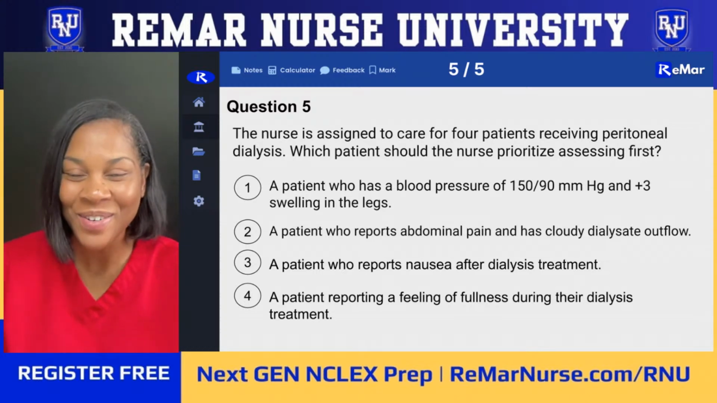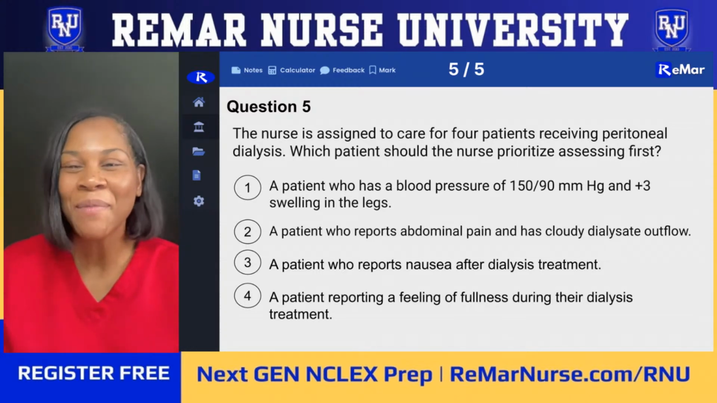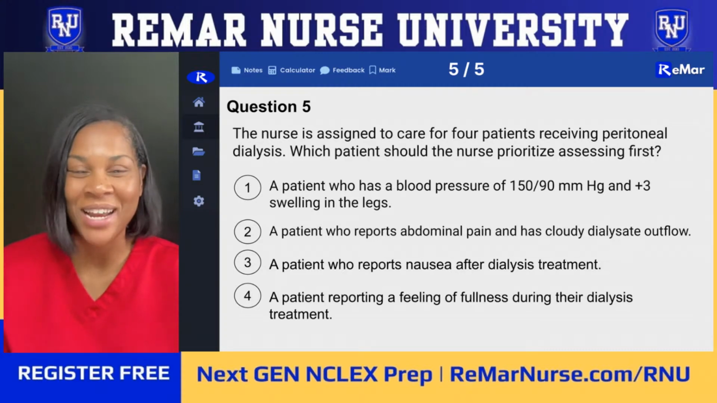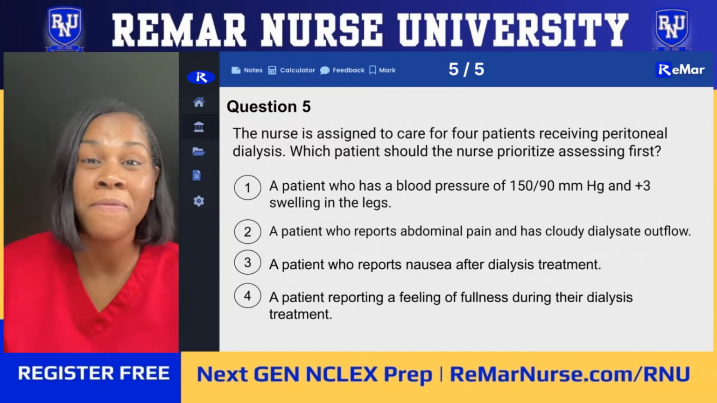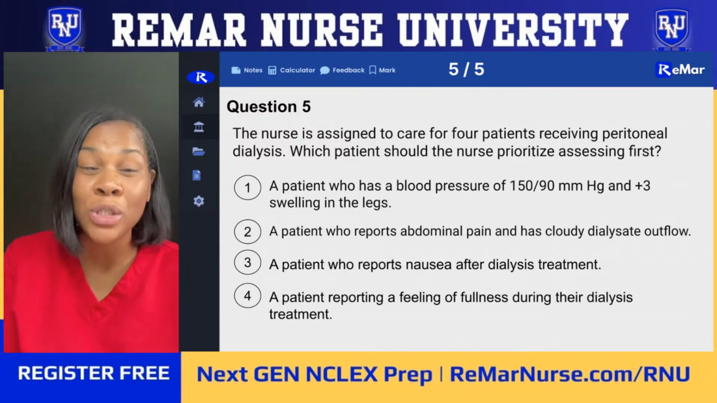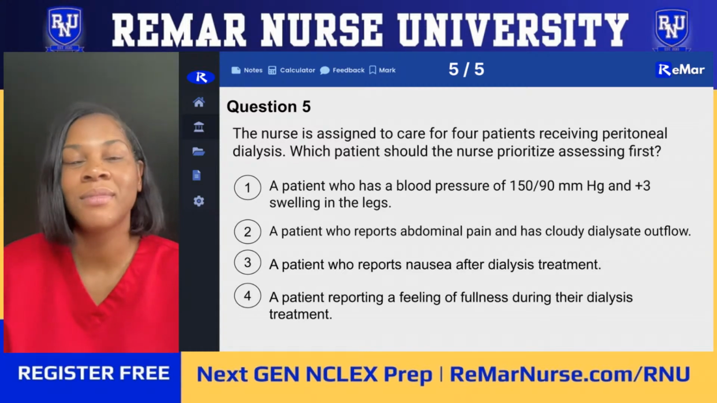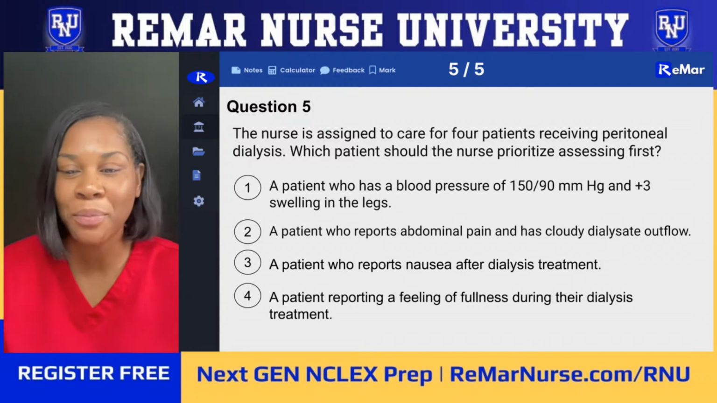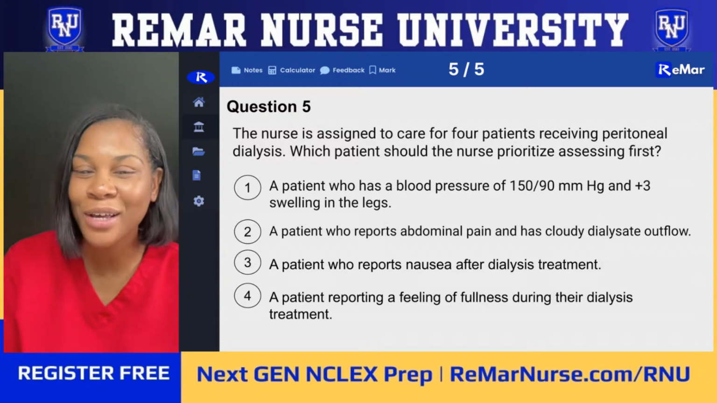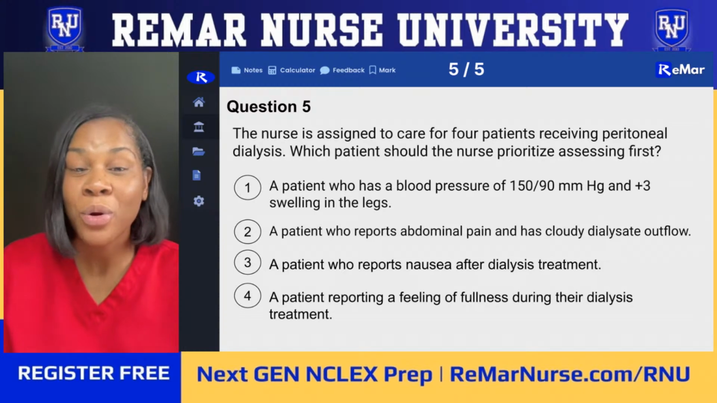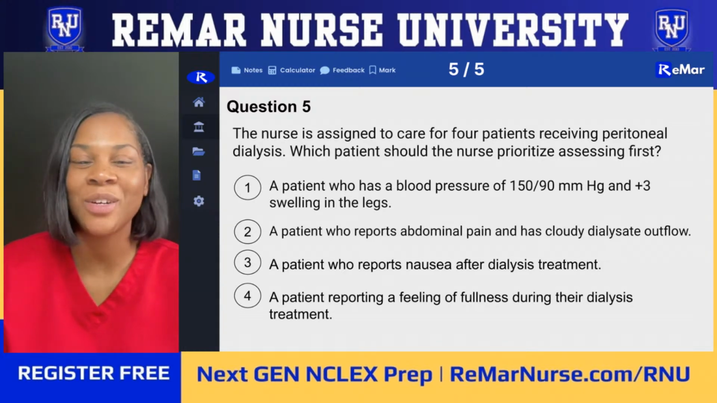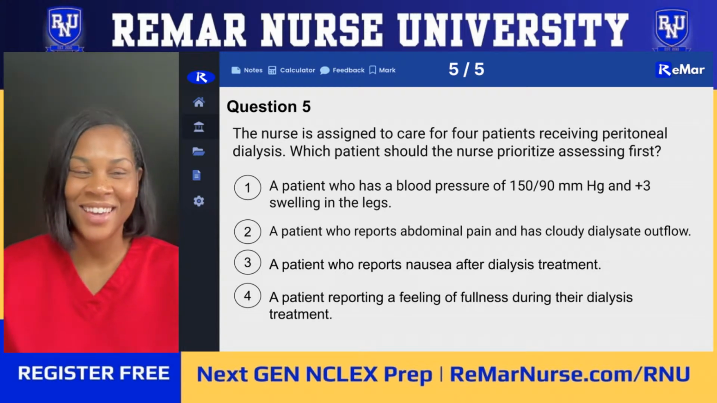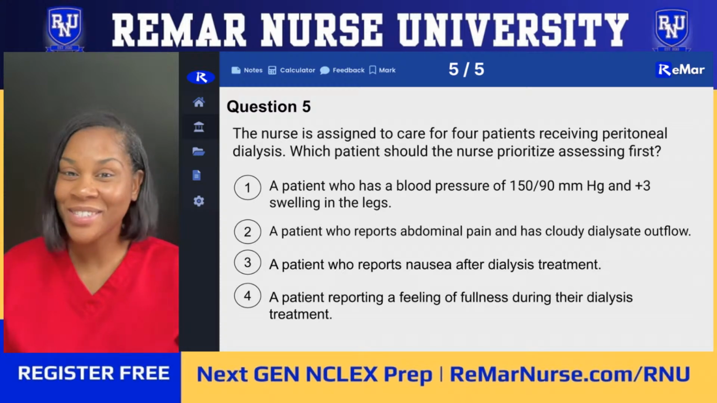Oh my goodness. Who is the priority here? Everybody has something going on. But who should the nurse see first? The patient with a blood pressure 150/90 and +3 swelling in the legs? A patient who reports abdominal pain and has cloudy dialysate outflow? 3, a patient who reports nausea after dialysis treatment? Or 4, a patient reporting a feeling of fullness during their dialysis treatment? Okay. Are you a safe nurse today?